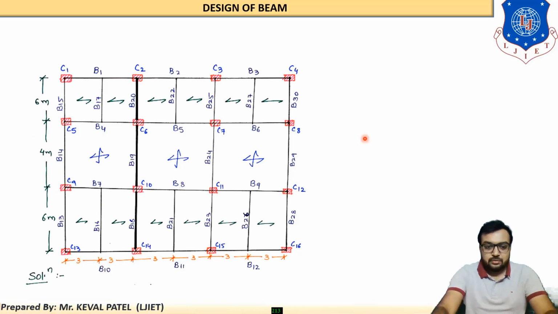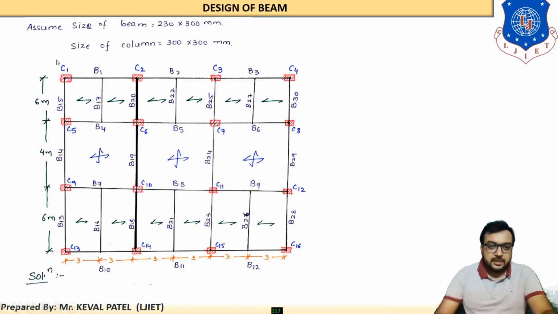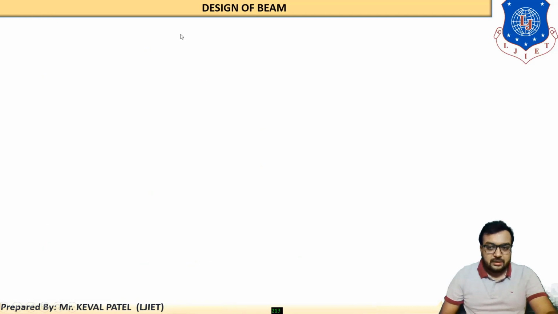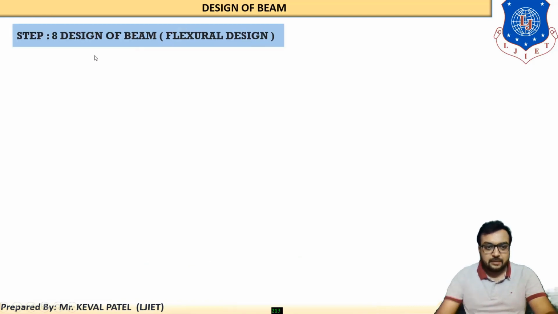You all know that in this example we have to design beams B18, 19 and 20, and our size of beam is 230 cross 300 mm. So we have to assume this size. This is our B and this is our capital D. 230 cross 300 is our B into capital D. Now let us move further to step number 8. The name of step number 8 is design of beam.